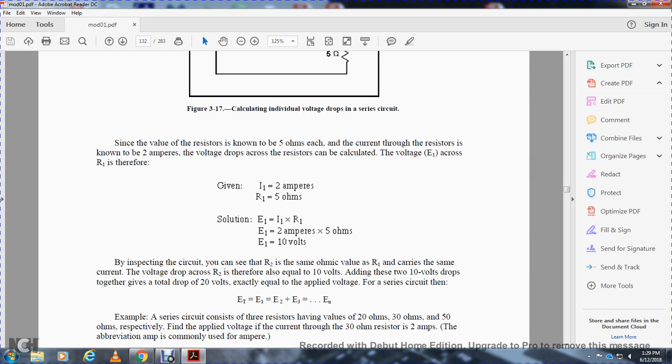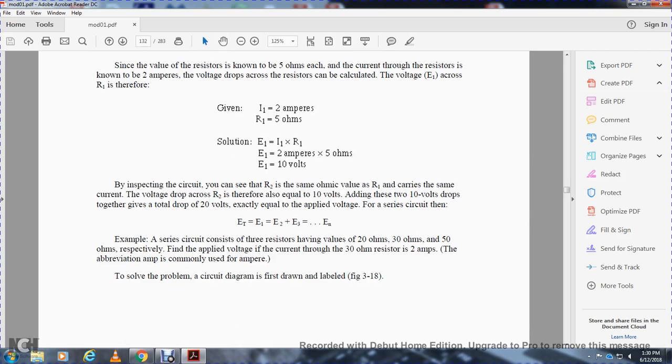10 volts. By inspecting the circuit, resistor 2 has the same value as resistor 1 and carries the same current, so the voltage drop across resistor 2 is also 10 volts. Therefore, the two 10 volt drops add together to give the total drop of 20 volts, exactly equal to the source voltage. Therefore, in a series circuit, the voltage E total equals E1 plus E2 plus E3 plus E4, up to En, for a certain number subscript.